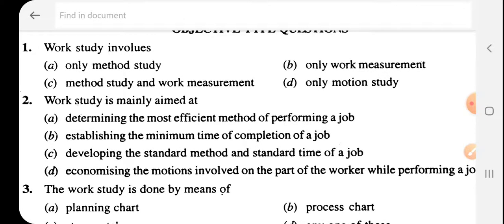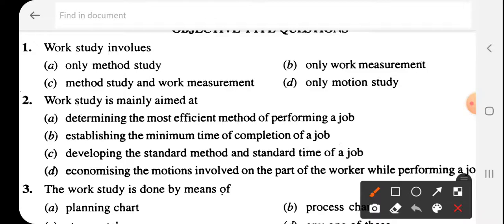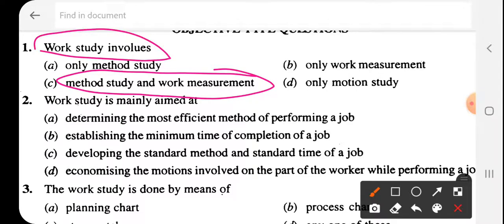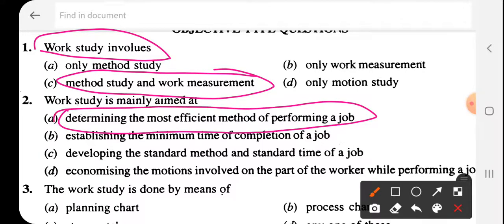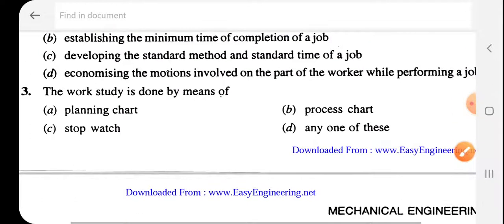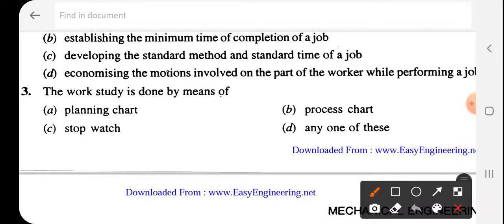Work study involves what? Method study and work measurement. So that is the important question, work study involves. Okay, next, second question. The work study is mainly aimed at determining the most efficient method of performing a job. That is the work study. Okay, next. Work study is done by means of stopwatch, a very important question, so many exams asked it.